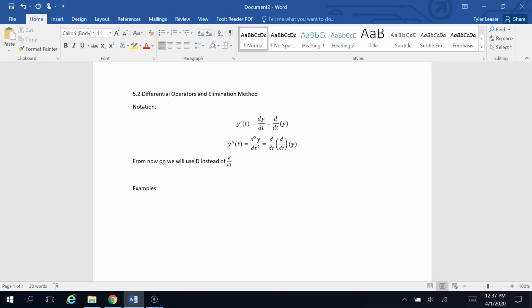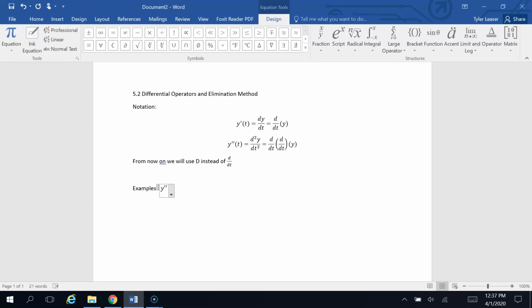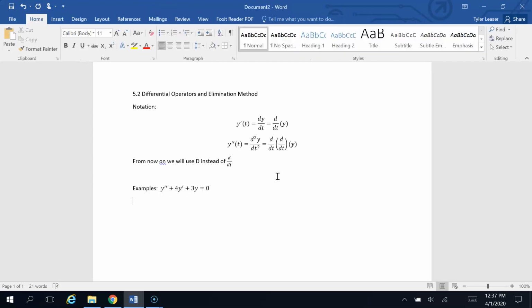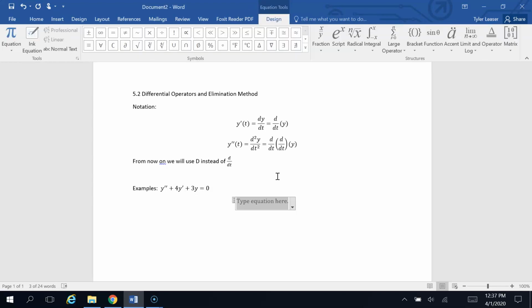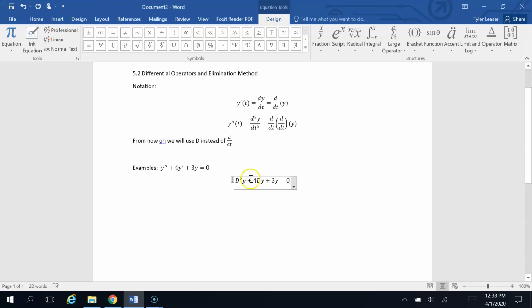So just a couple of examples here. Let's say we were given this differential equation: y double prime plus 4y prime plus 3y is equal to 0. If I wanted to write this out using that differential operator, we would write it like this: D squared y plus 4Dy plus 3y is equal to 0. It means the same thing, and I know it looks a little bit more complicated, but I promise you, once we start looking into it a little more, this will actually turn out to be a very nice way of expressing these differential equations.